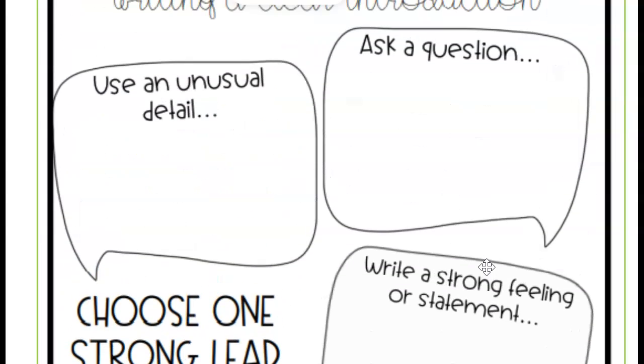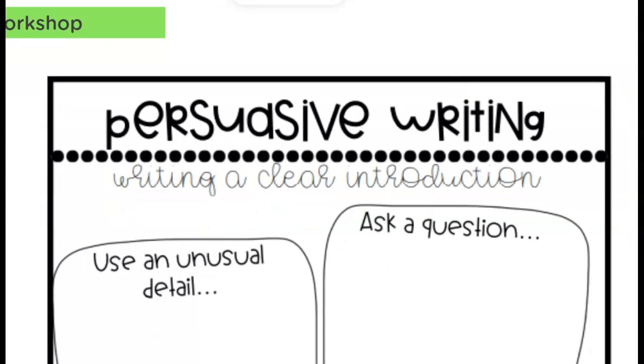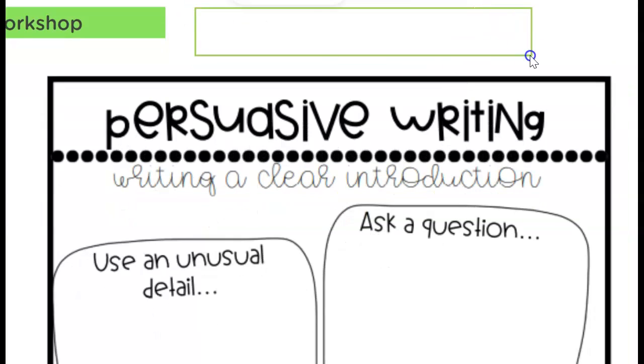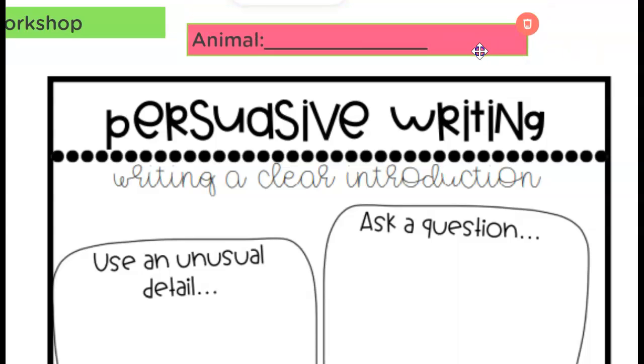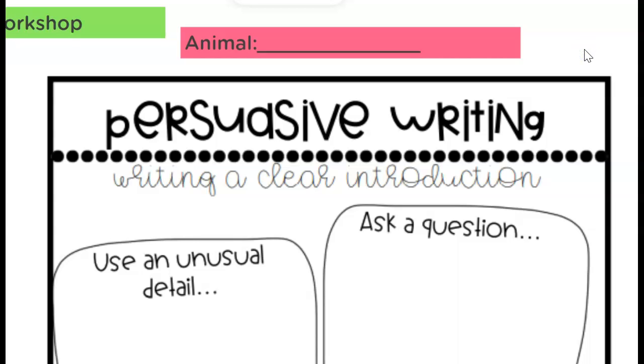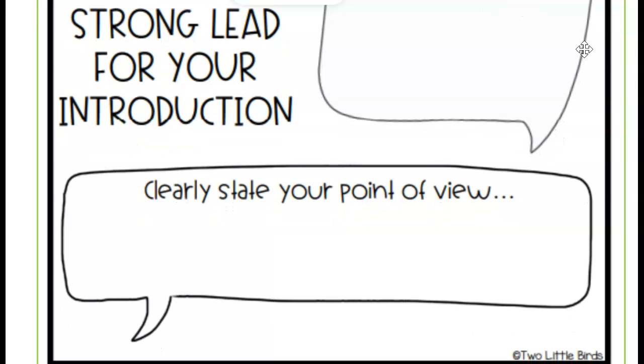Now, our introductions might be a little different. But I want you to write up at the top what animal you chose to convince your parents, so we can remember what we are trying to focus on. So write that up at the top. And we're first going to write our point of view, because that's what we're going to put after our strong lead.